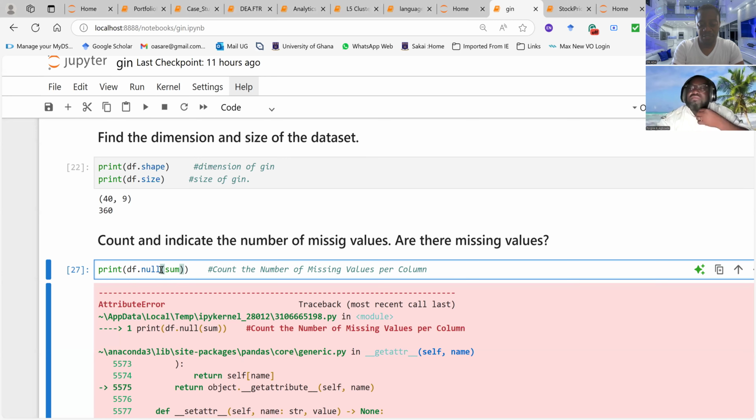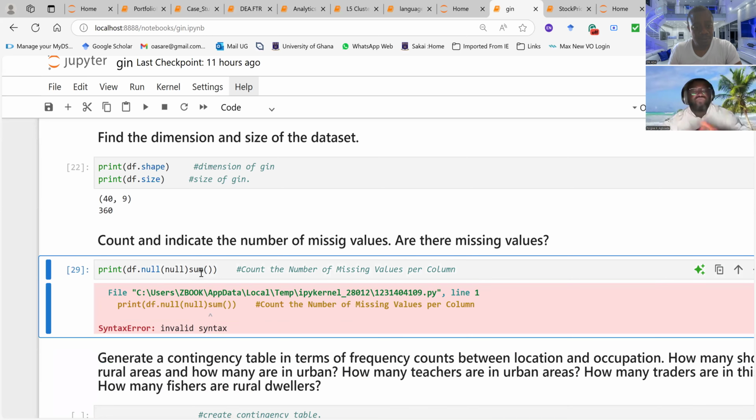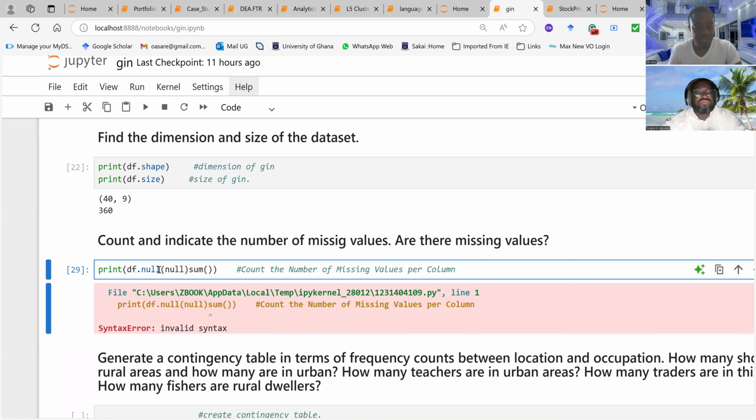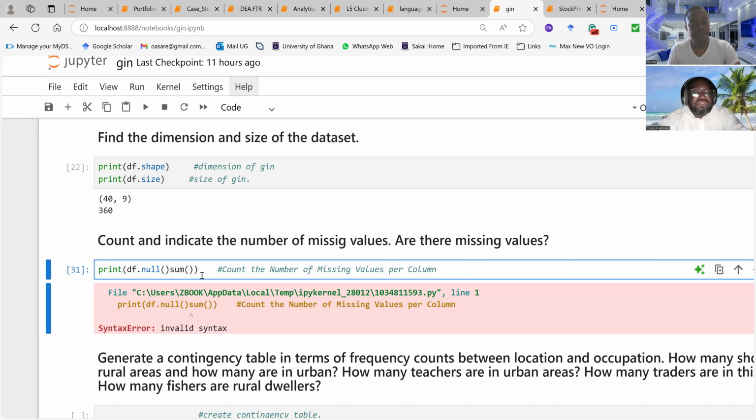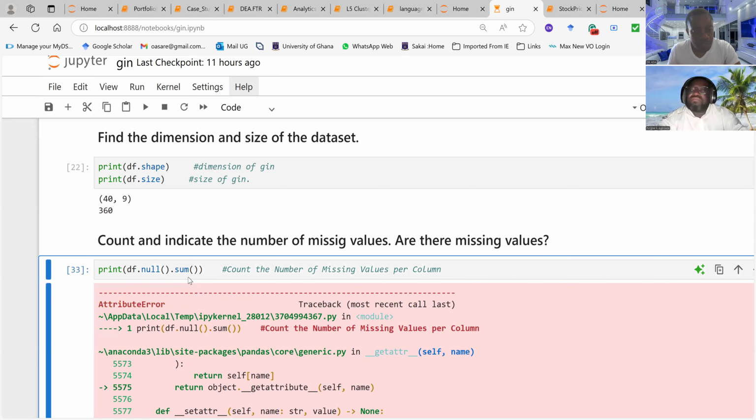You have to have this null dot... remove this sum. I have this bracket. Oh, I wrote the null twice. No, this null must have. You have to bring the sum, dot sum. Yeah, dot sum before the sum.